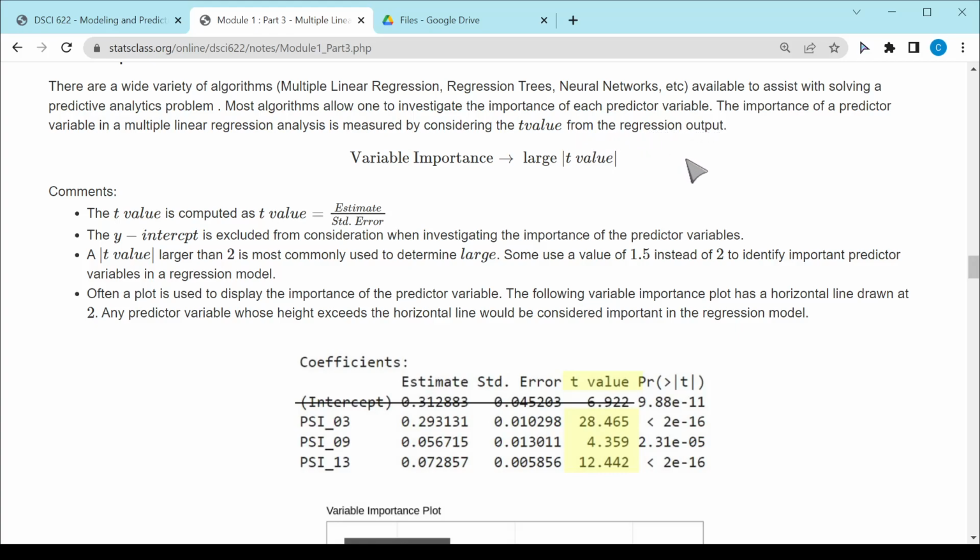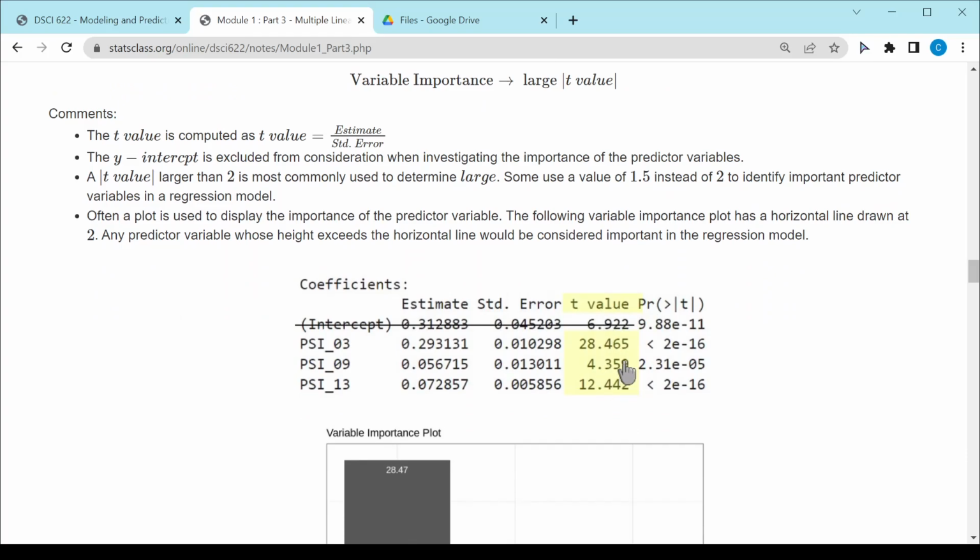When I'm doing multiple linear regression, what I do to understand the importance of a predictor variable is to consider the t-value in the regression output. The t-value is simply computed by taking the estimate divided by the standard error. So if I take 0.29 divided by 0.01, that's where this 28.46 is coming from. We're going to do that for each of the predictors. The larger the t-value is, the more important the predictor is.